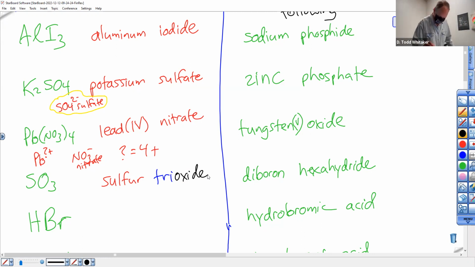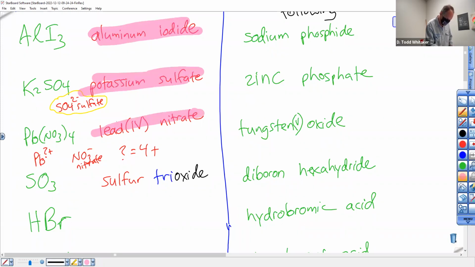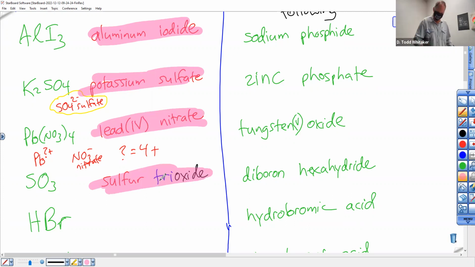Okay? Final answers are all highlighted here. Yeah, aluminum iodide, potassium sulfate, lead 4 nitrate, sulfur trioxide, HBr. Now, technically, it's only got this name when it's this HBr. It's a binary acid. What do I mean by that? Binary acid? Well, it's got H plus in front. That means it's an acid. Most of the class did not know that on test 3. Acids start with H. Okay?